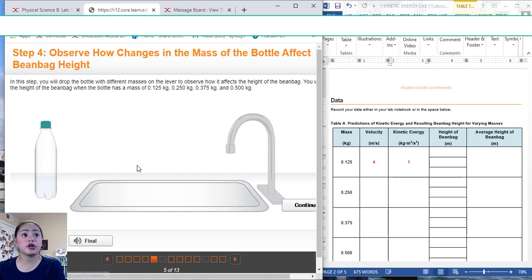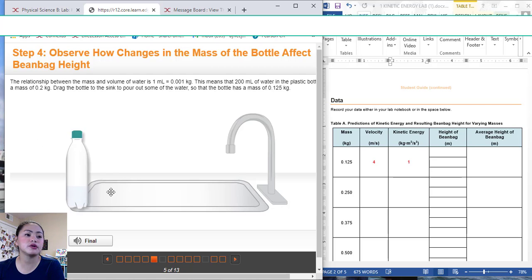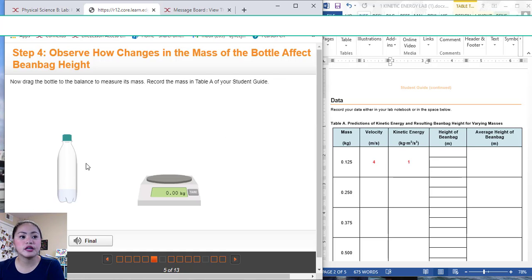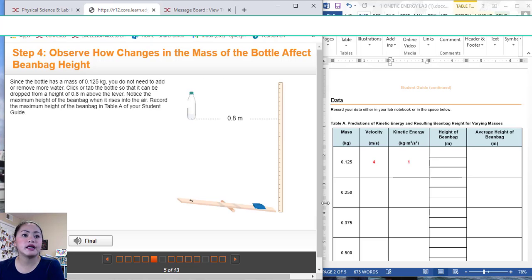And then here we are going to observe the changes in mass of the bottle, and how it affects the height of the beanbag. So you're going to want to drag this bottle. Just click continue. And you're going to drag this bottle to the sink, and then we're actually trying to take out some water for us to get the mass of 0.125. So that's that. And then just click continue.